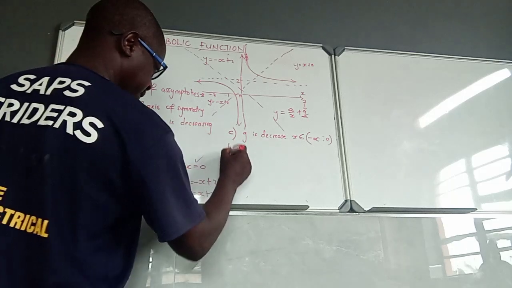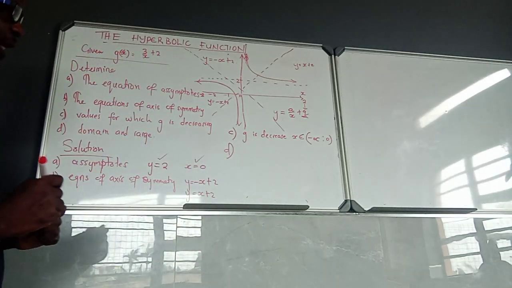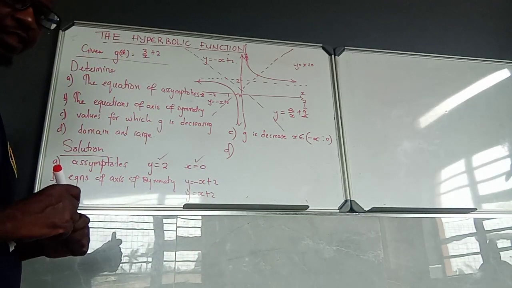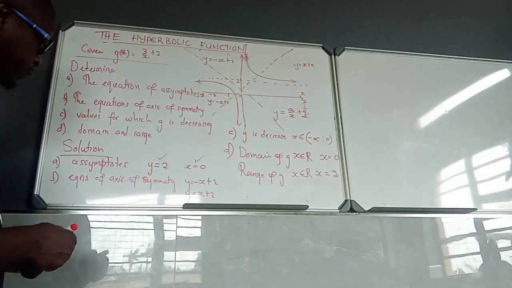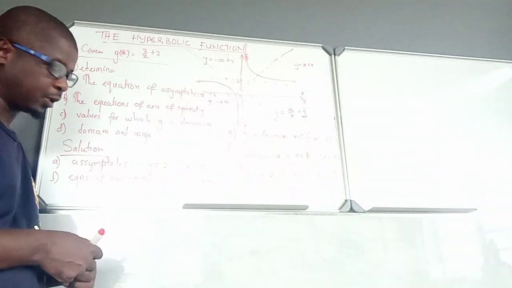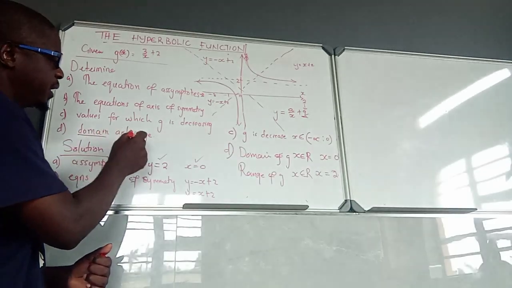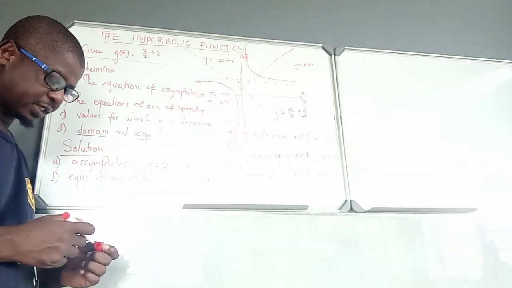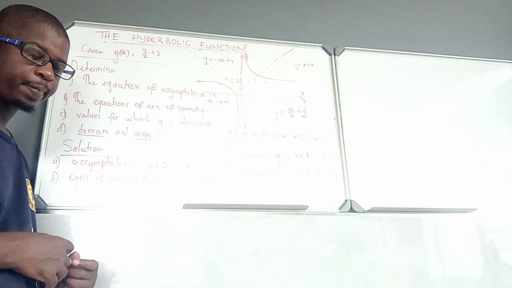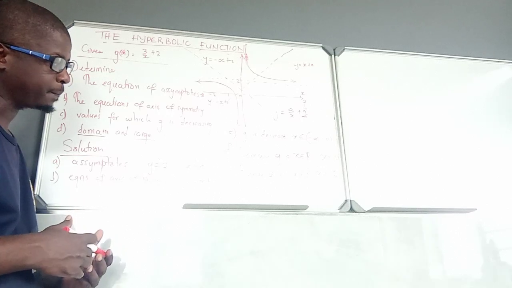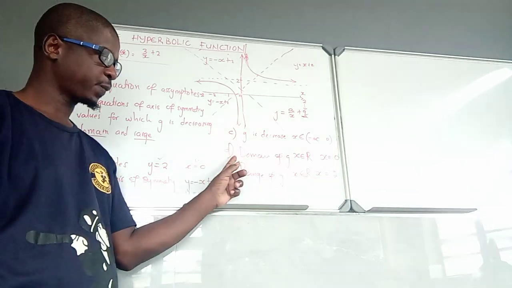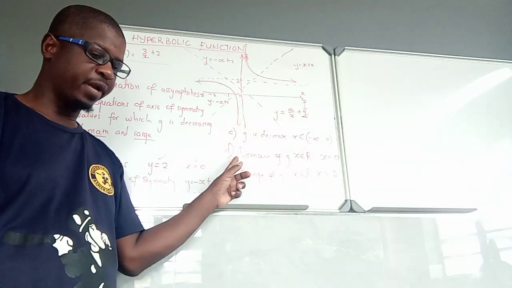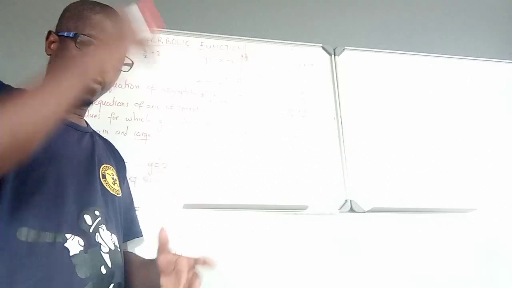Then let's have a look at D, the domain and range. Okay, now we want to talk about two very interesting words, domain and range. Most of our learners find these words a little bit confusing, but let's try and explain what they are. We're going to start by saying domain.